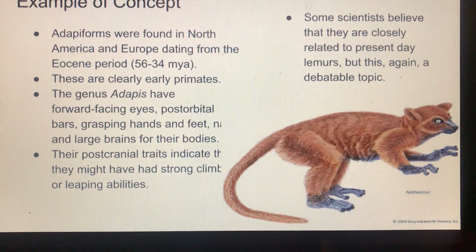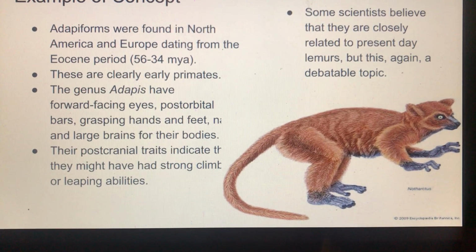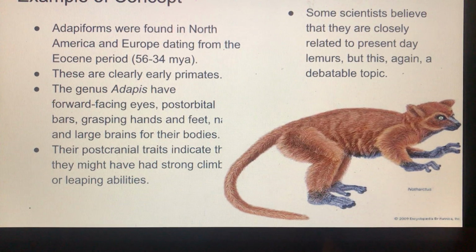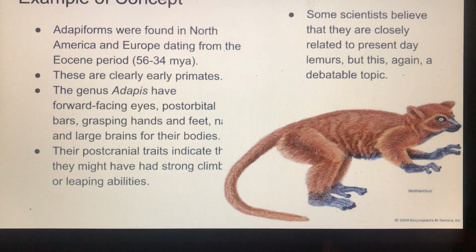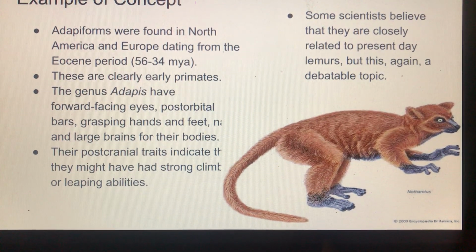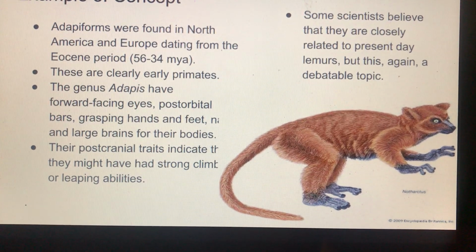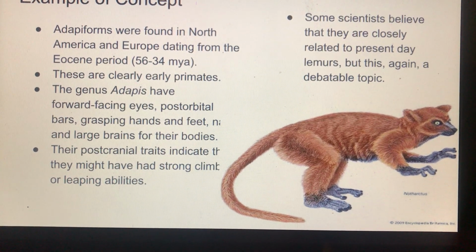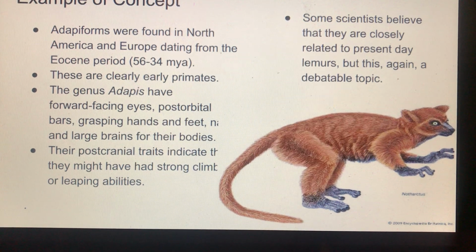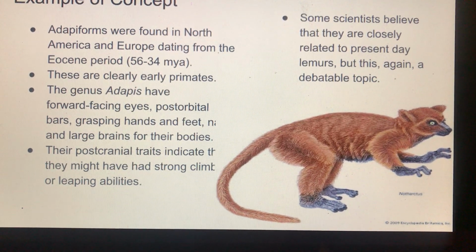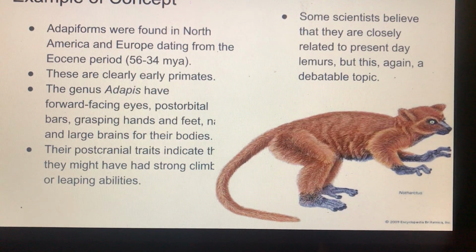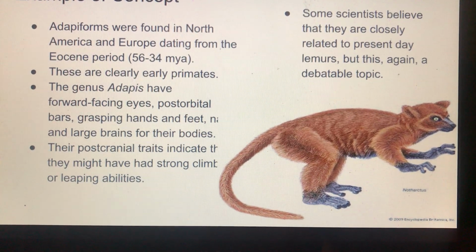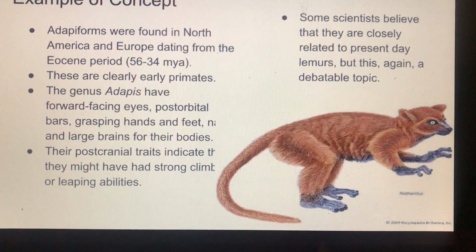Adapiforms were found in North America and Europe, dating from the Eocene period, 56 to 34 MYA. These are clearly early primates. The genus Adapis has forward-facing eyes, a postorbital bar, grasping hands and feet, nails, and large brains for their bodies.